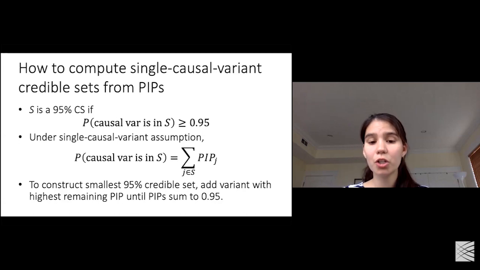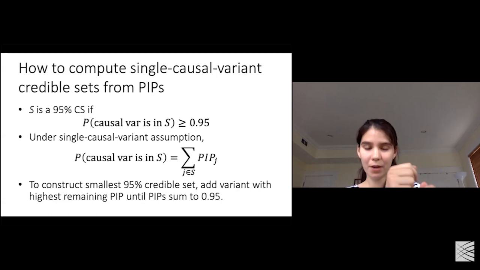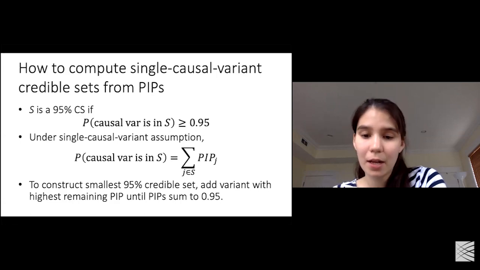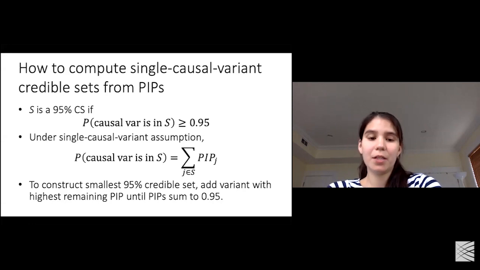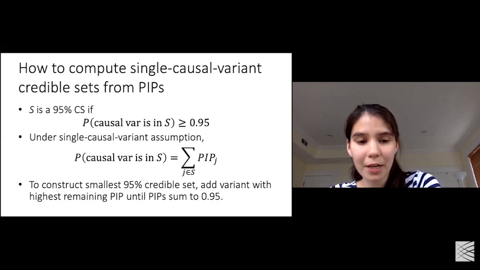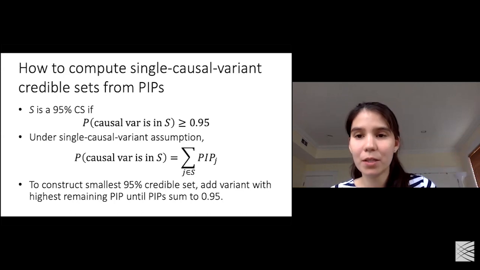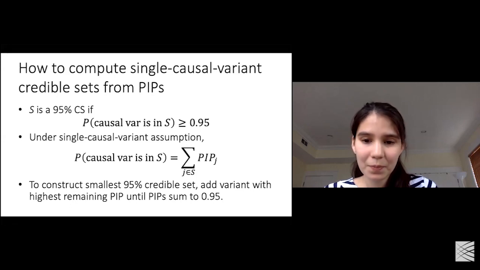And so to construct the smallest 95% credible set, we can just add the variant that has the highest PIP and then add the variant that has the second highest PIP and just keep on going until our PIPs sum to 95%. And typically, I should note, there are a lot of different ways to construct credible sets. You could always just throw all of the variants in and that'll sum to more than 95%. And so usually the goal is to construct the smallest possible credible set, because what you'd like is to have as much resolution as possible and to be able to say we really narrowed down our signal to as few variants as possible.